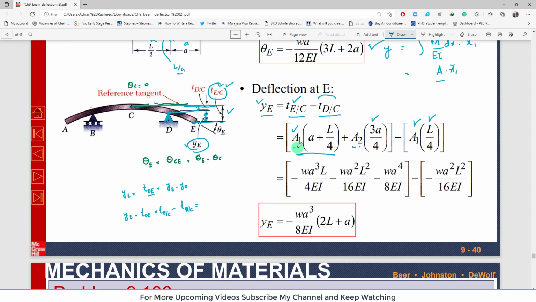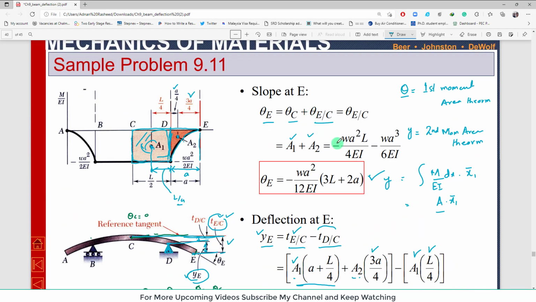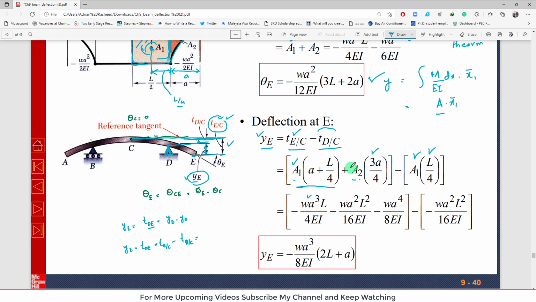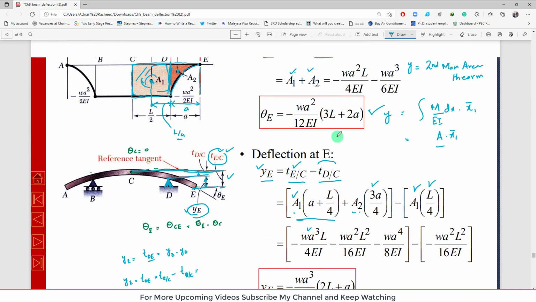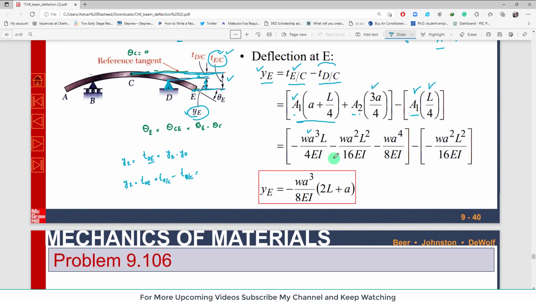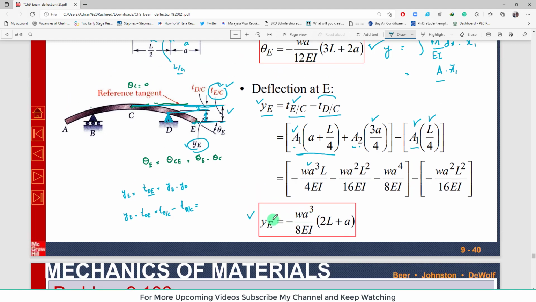So you have the value of A1. If you are confused, you can take the value of A1 and A2 from here. So you can put it in and multiply it with A and L by 4. Similarly, for A2, you can put in the value of area A2, which is this one, and multiply with this. It's A1 and you can simplify it. At last you will get the total deflection of point E is equal to minus WA cube over 8EI into 2L plus A. Now this is the general deflection equation for this beam.